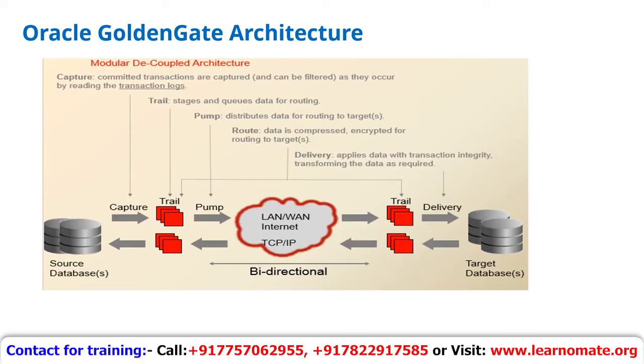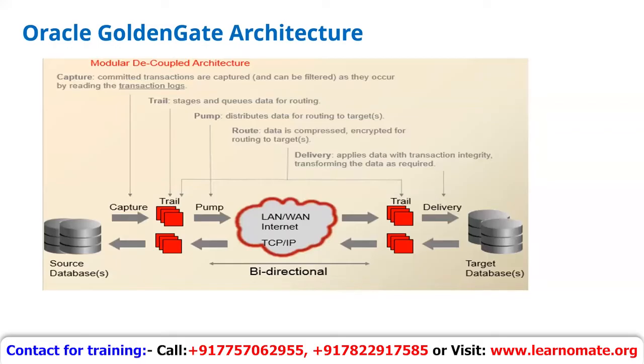Now GoldenGate supports bidirectional replication. The major advantage with GoldenGate is that it not only supports unidirectional replication, it also supports bidirectional replication. Bidirectional replication means the application can be connected to both sites. If it connects to site A, the data will be replicated to site B. Similarly, if the application is connecting to site B, it will be replicated to site A as well.